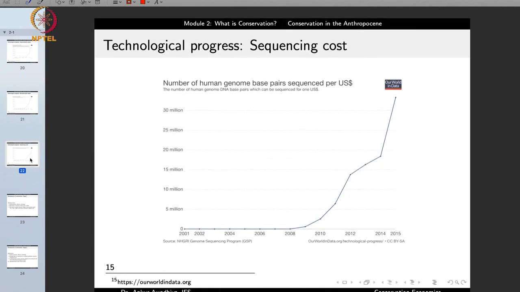The sequencing cost for DNA. The number of human genome base pairs that are sequenced per US dollar is also increasing, which means that for every dollar, we can now sequence more and more of the genome, which is a good indication of technological progress. So what we are observing here is that in the equation I is equal to P into A into T, P is increasing, A is increasing, and T is increasing. And all three of these are increasing exponentially. Which means that the impact has also been increasing at a very fast pace.